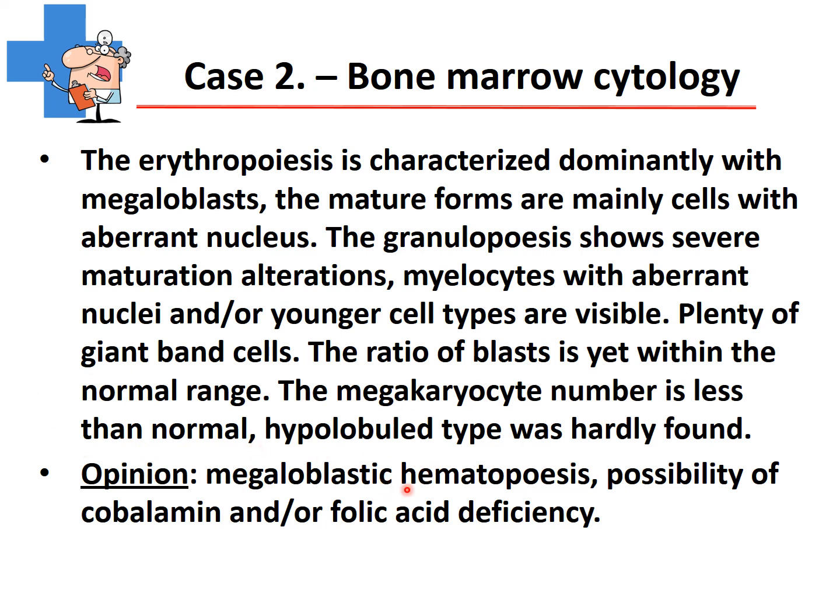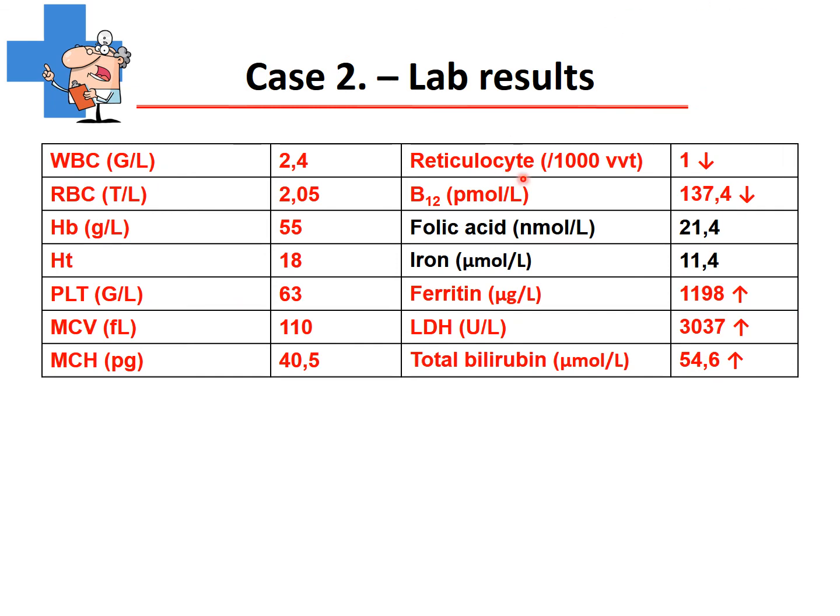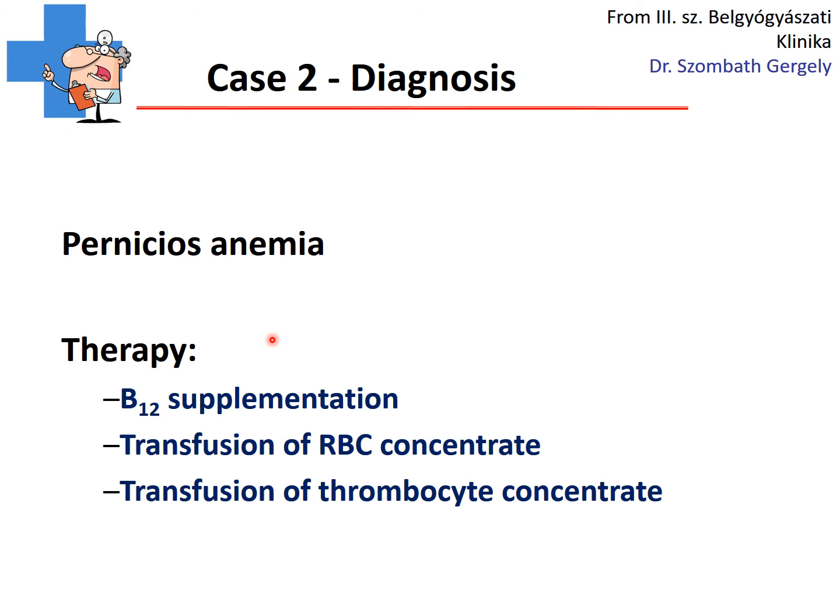Opinion: megaloblastic hematopoiesis, possibly due to cobalamin or folate deficiency, but the lab values showed that this patient had B12 deficiency. The diagnosis was pernicious anemia, and the therapy should be B12 supplementation and transfusion of red blood cell concentrate and thrombocyte concentrate, and afterwards the patient could be operated on despite these pathologic conditions. Good.